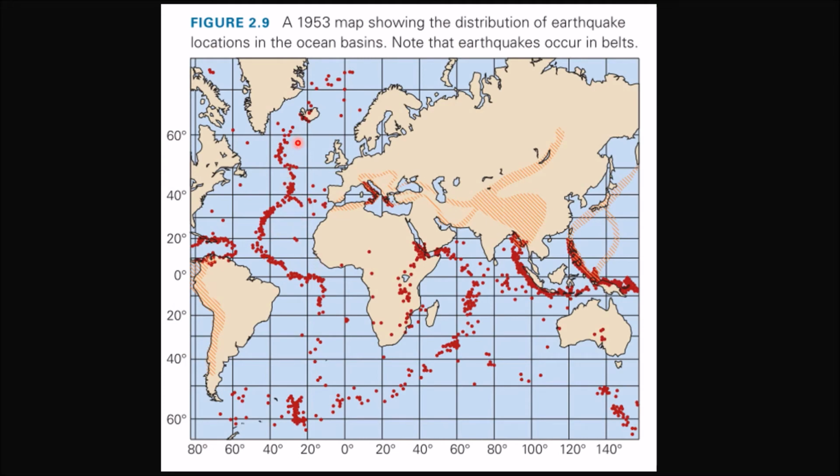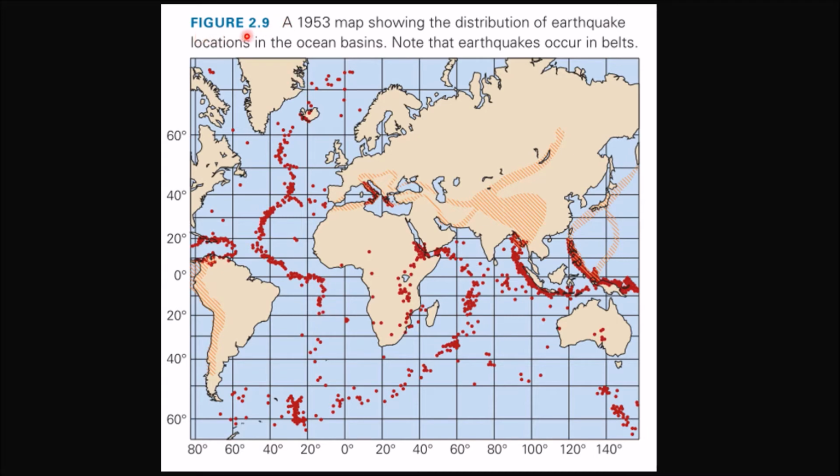Right? So what does this map show? This is a map of the world, but we see all these tiny red dots all over the place. So what do these red dots mean? Each of these red dots is the location where an earthquake started. So let's take a look at the caption.